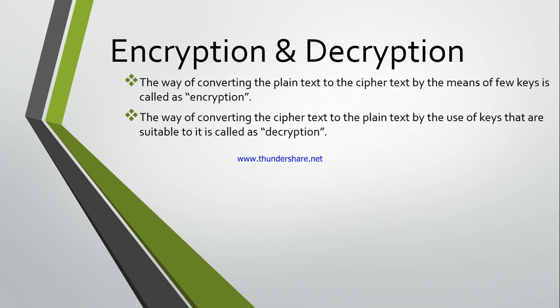Encryption and decryption. The way to convert the plain text to the ciphertext by means of keys is called encryption. The way of converting the ciphertext to the plain text by the use of suitable keys is called decryption.